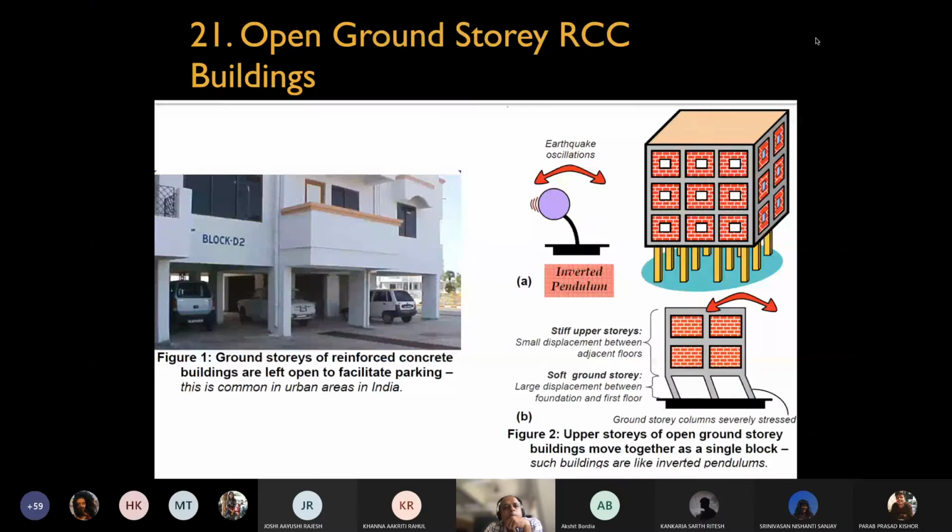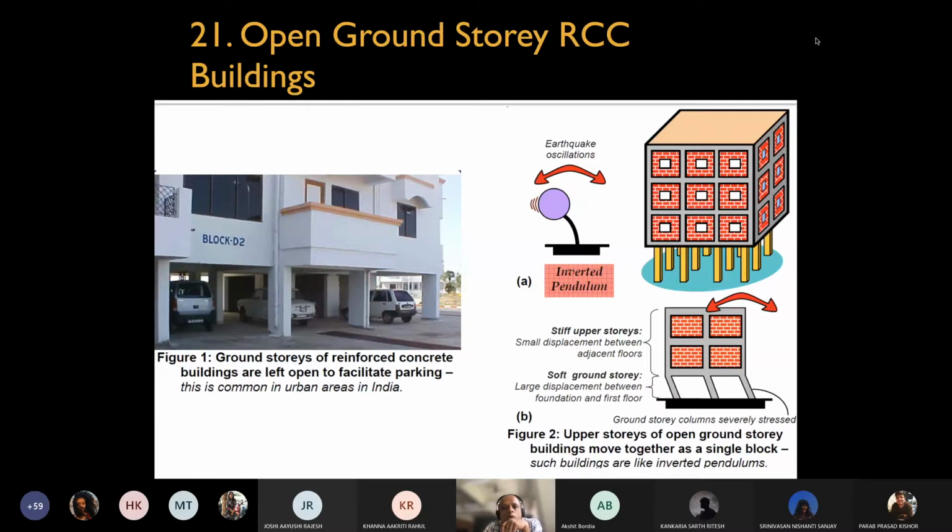So next is about the open ground story RCC building. This is a very vulnerable form, though it is very common in Mumbai and all over the country. The ground floors are left open to facilitate parking. Now, when that happens, the right side diagram, figure 2, shows how this becomes an inverted pendulum.